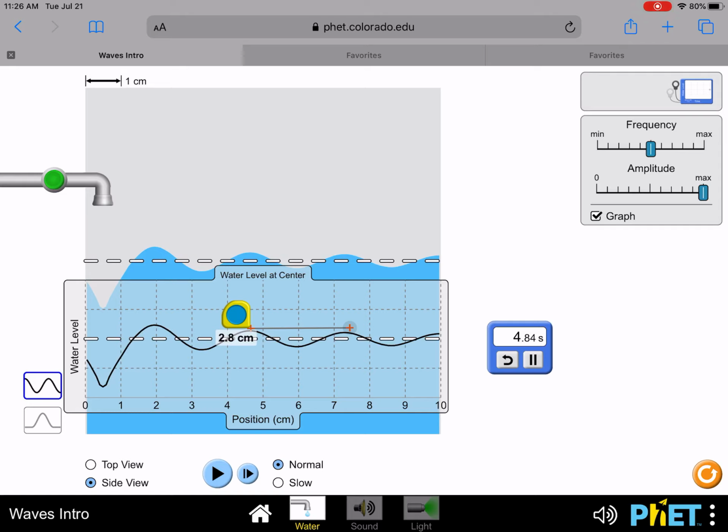Now if I take my wavelength times frequency, I take my 2.8 centimeters, multiply by the 0.62 hertz, and I get 1.7 meters per second. In the other one, we had 1.65. That is extremely close. So we can see there are two ways to figure the speed of a wave. One is simply distance over time, and the other is wavelength times frequency.